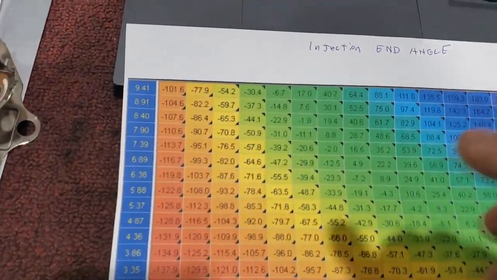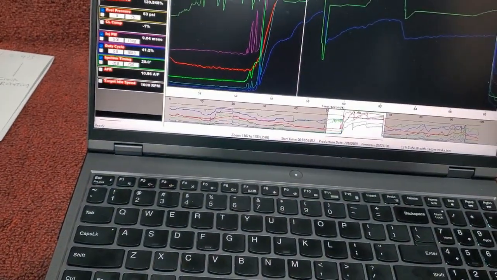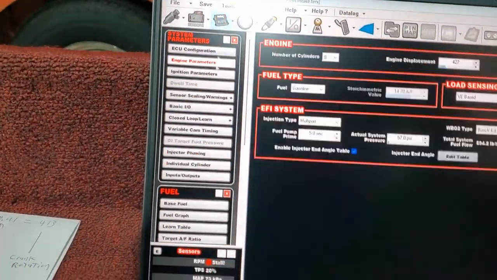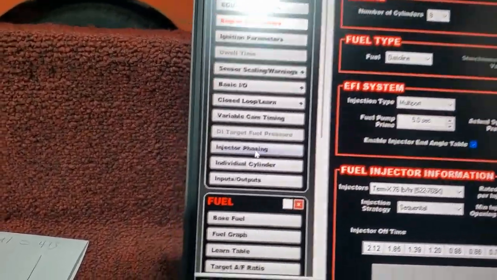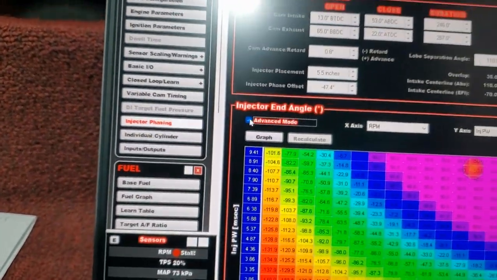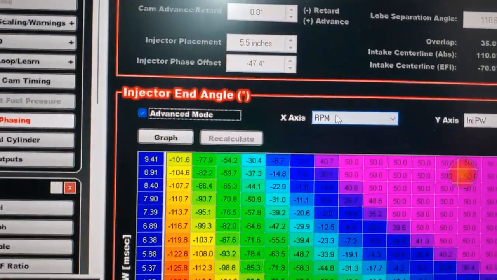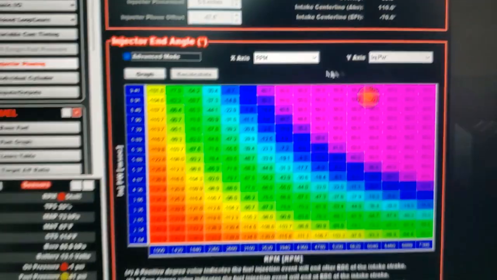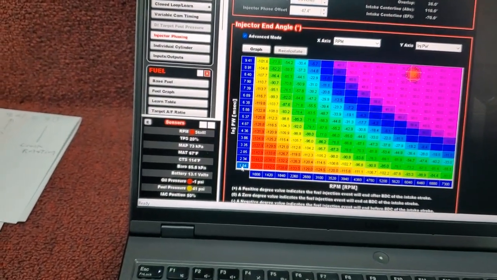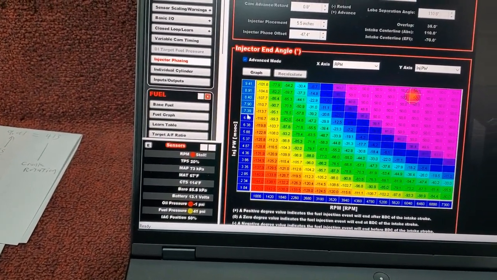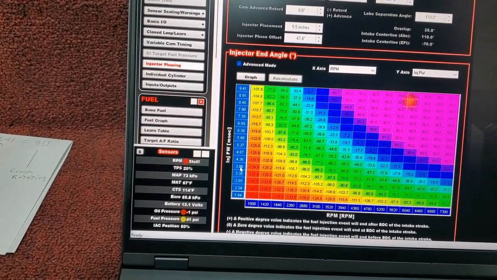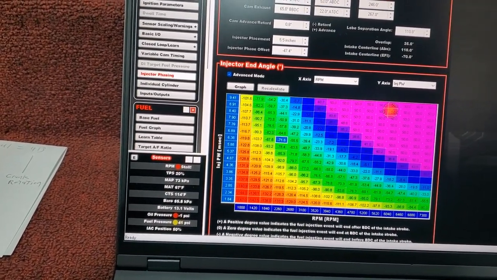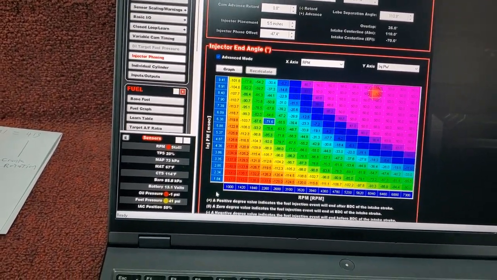So you come to EFI, and then you come to injector phasing. You click this advanced box and these will pop up. You want RPM on the X-axis, and the Y-axis is your injector pulse width. So you get your low number and your high number. Left click, drag, let go, right click, fill columns. You do the same thing down here, but you fill row with your RPMs.